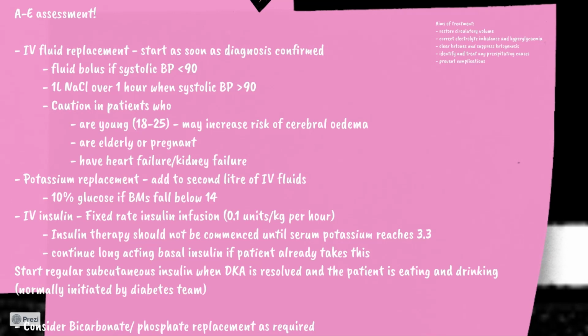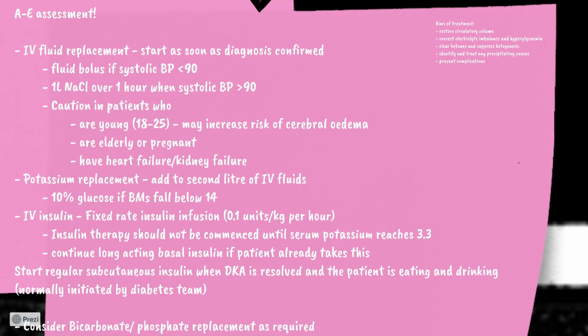Thirdly, patients will need IV insulin. Patients in DKA are started on a fixed rate insulin infusion of 0.1 units per kilogram per hour. This should only be commenced after the serum potassium reaches 3.3, as insulin causes potassium to shift into cells and can lead to worsening hypokalemia.